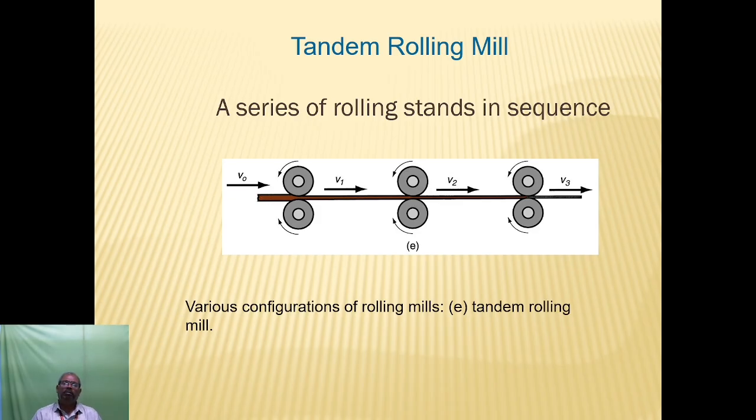In a tandem rolling mill, there will be a number of 2-high roll configurations. So a combination of 2-high roll mills is called a tandem rolling mill. It will be arranged in a sequence. The gap between the rolls will vary from one roll to another. Initially a smaller amount of thickness will be reduced, then later it will be reduced very largely.